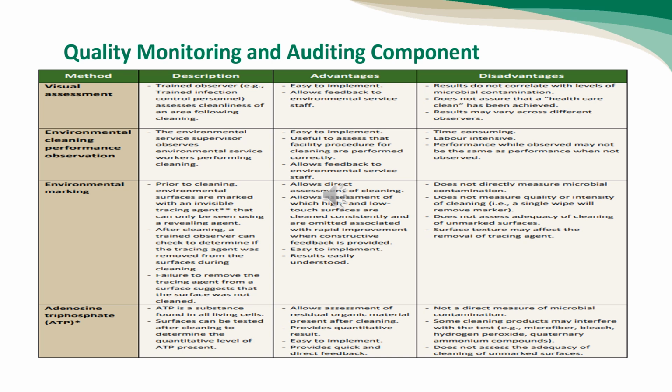The third method is environmental marking. In this method, prior to cleaning, environmental surfaces are marked with an invisible tracing agent that can only be seen using a black light. After cleaning, a trained observer can check to determine if the tracing agent was removed from the surface during cleaning. Failure to remove the tracing agent from a surface suggests that the surface was not cleaned.